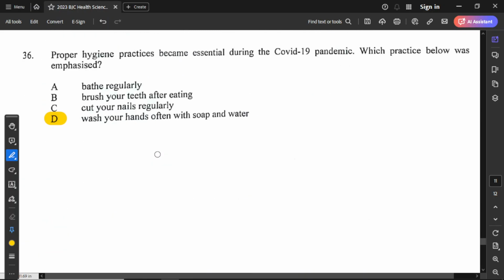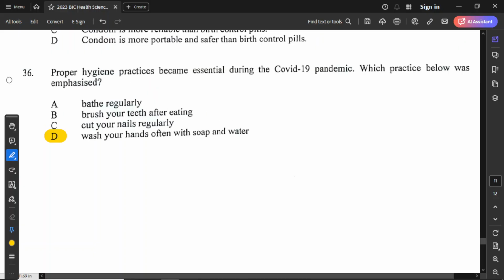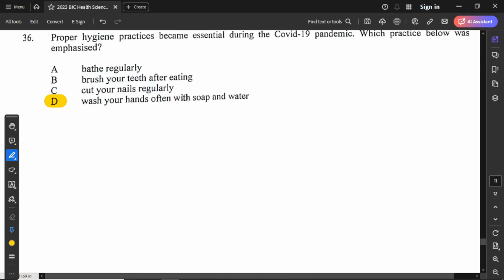Question number 36. Proper hygiene practices became essential during the COVID-19 pandemic. Which practice below was emphasized? Bathe regularly, that is a normal thing. Way before COVID, you should bathe every day, more than once. Brush your teeth after eating. That's a daily hygiene practice. Cut your nails regularly. Oh yes, that is to prevent dirt from clogging on your nails, especially if you cook. So that's supposed to be a daily practice as well. But wash your hands often with soap and water. That prevents the spread of the virus. So that was mostly emphasized during COVID-19.